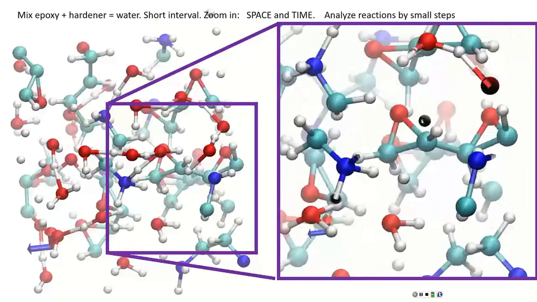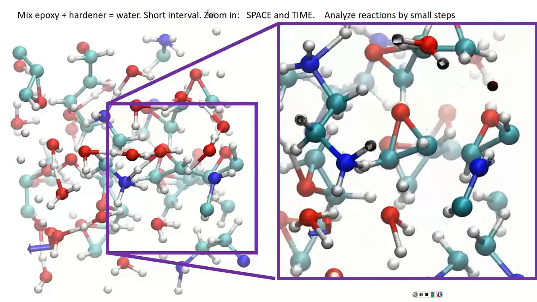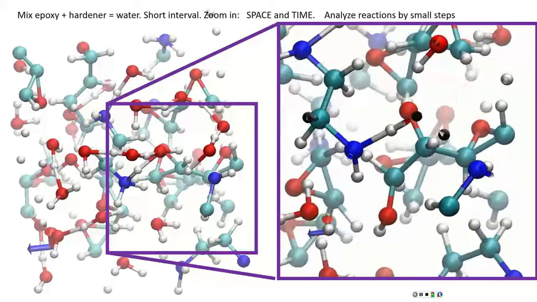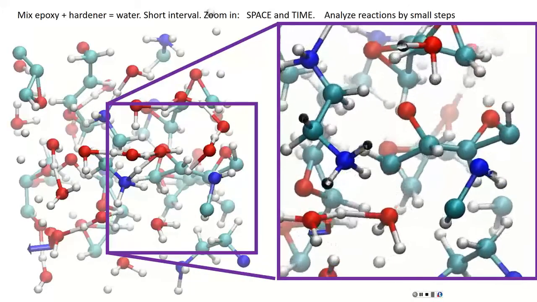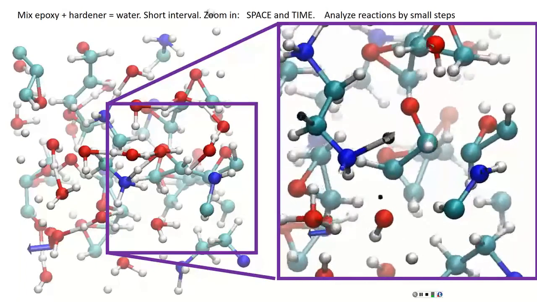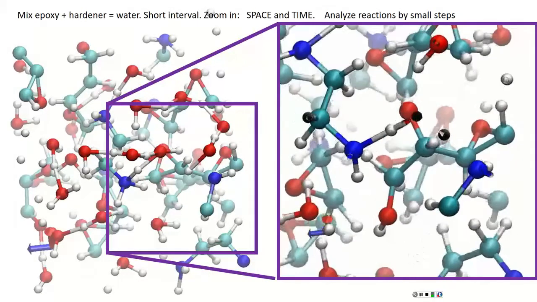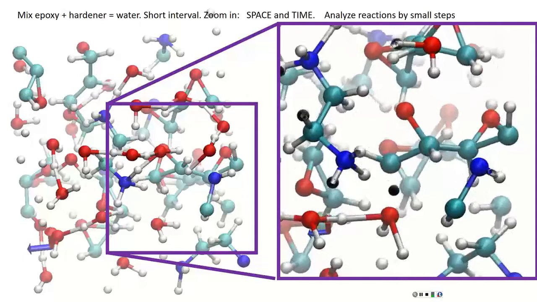Have you done these calculations without water, just in vacuum as well? No, just with water. But I think the question is, if you don't have water, would this breaking of the bond happen in the simulation? Yes, it can. You can just mix the two components. I mean, in experimental conditions, it happens without water, but you didn't really check.